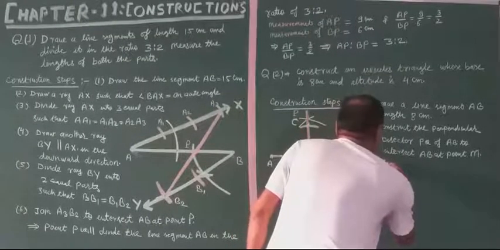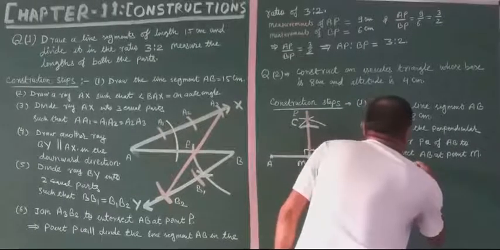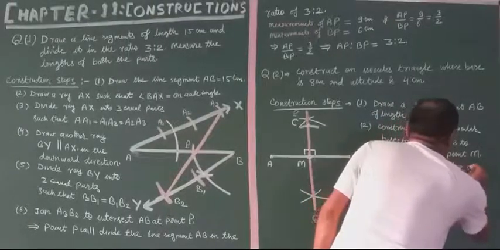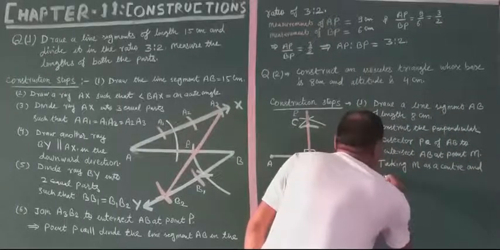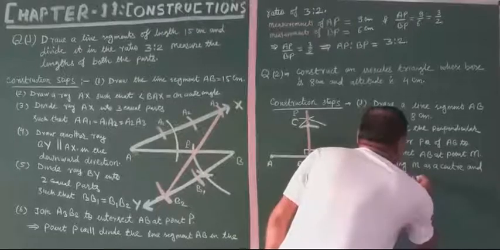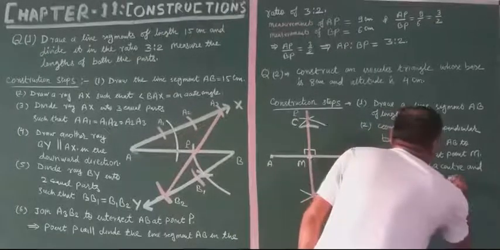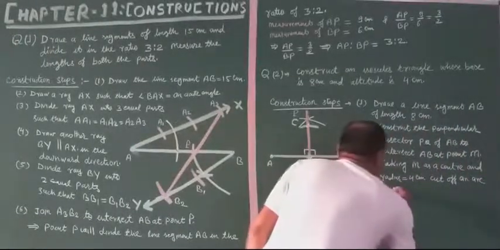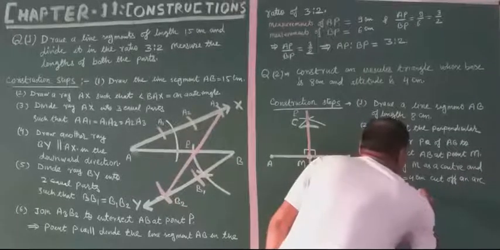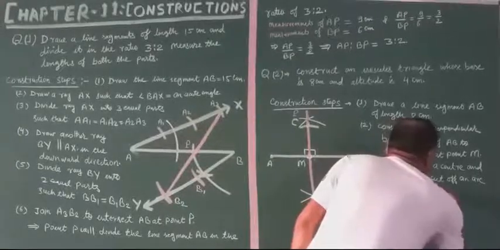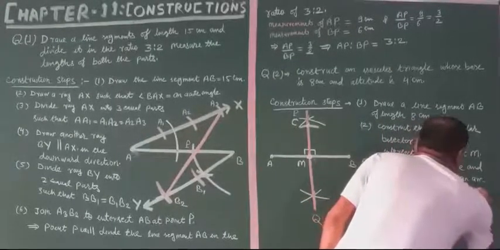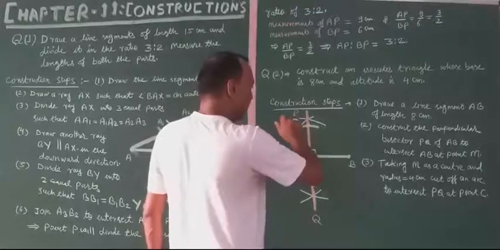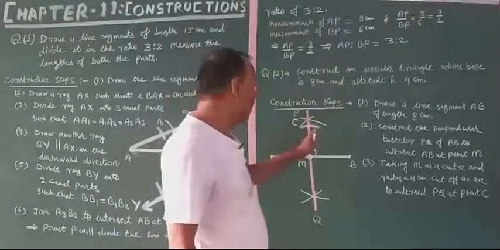Now, taking M as a center and radius equal to 4 centimeter, cut off an arc to intersect PQ at point C.